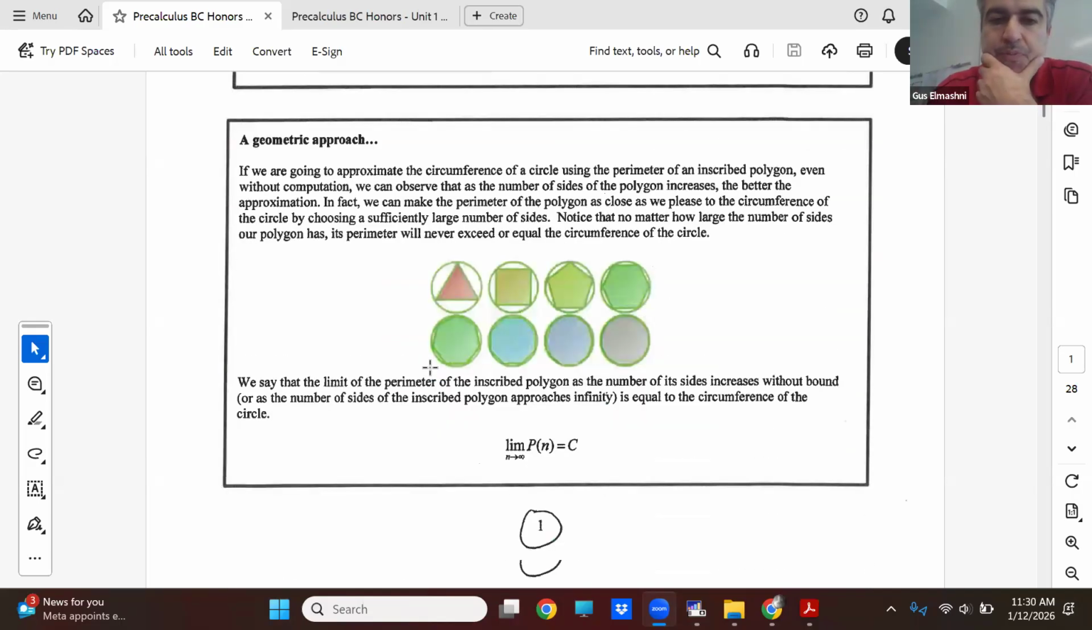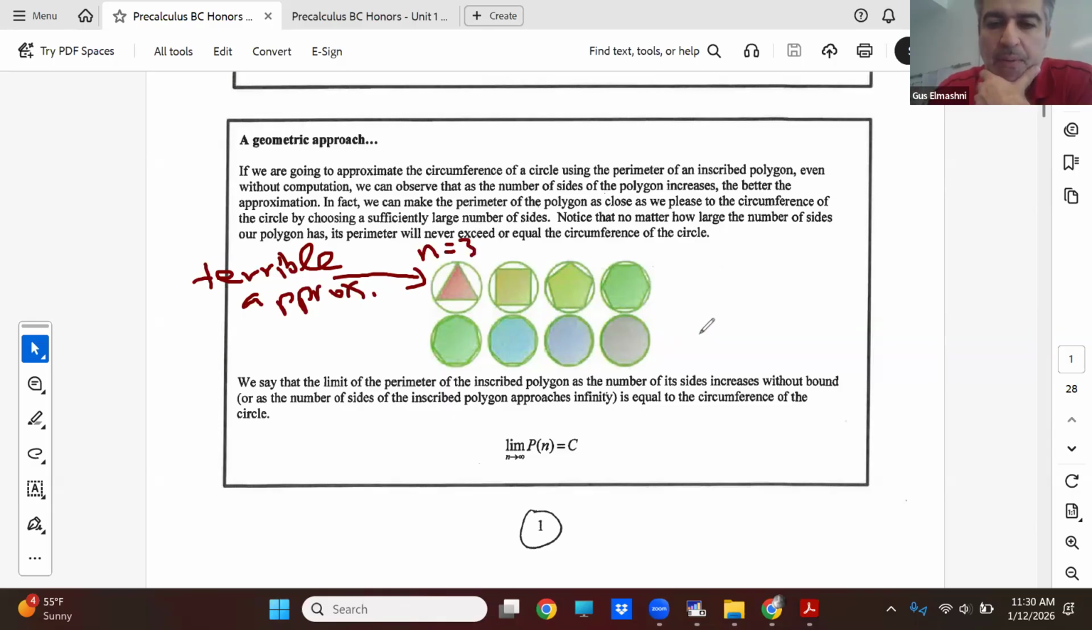Now, geometric approach. If we're going to approximate the circumference of a circle using an inscribed polygon, even without computation, we can observe the number of sides. As the number of sides increases, the better the approximation, right? So this is terrible. It's a terrible approximation. Because how many sides do we have for that first one? n equals 3, right? This one's hard to tell, but if n equals, we'll say 12, I'm just totally making it up, it's going to be pretty close.